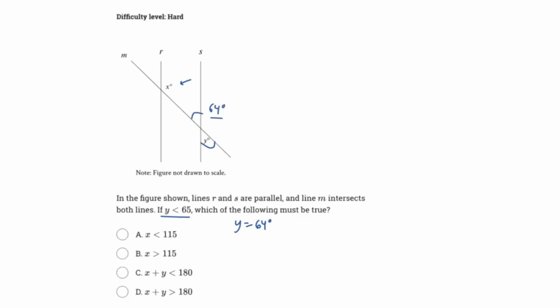We can see here that this 64 degree angle and angle X are consecutive interior angles. And so they are supplementary, so they have to add up to 180 degrees. So you get 180 minus 64, which gives us, oops, that was real messy. Okay, 116 degrees. An interesting note here is that 116 is greater than 115. So that does not add up with A, and therefore A is wrong.